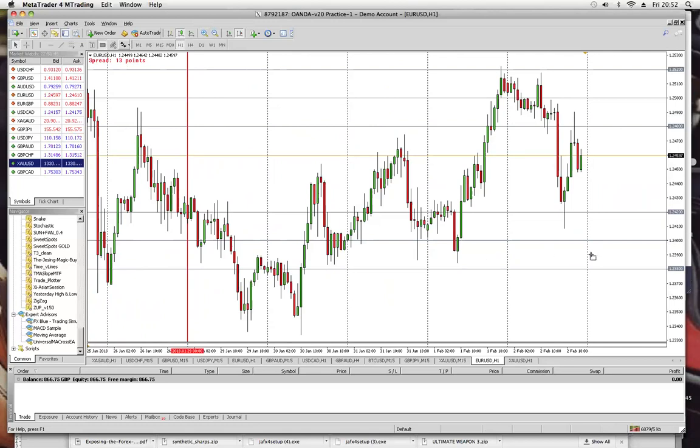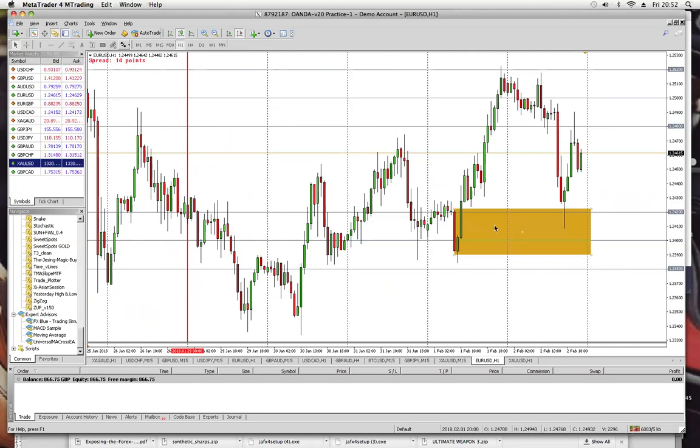Have you got a small screen? Yeah, I can see everything now. Yeah, good. Well, when you watch it back on PC, it'll be full screen.